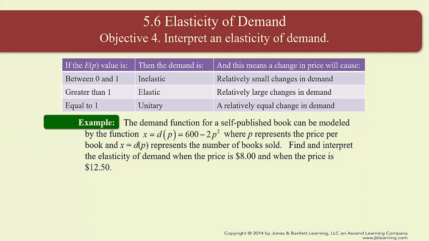But now let's look at this example. It's going to be a lot of words for you to write into your notes. You've got a demand function for a self-published book modeled by that function. It's already in the D of P form. P is the price per book, and D of P gives us the number of books sold. We are going to find and interpret the elasticity of demand when the price is $8 and when the price is $12.50. So we're going to head off to the chalkboard now and work through this.